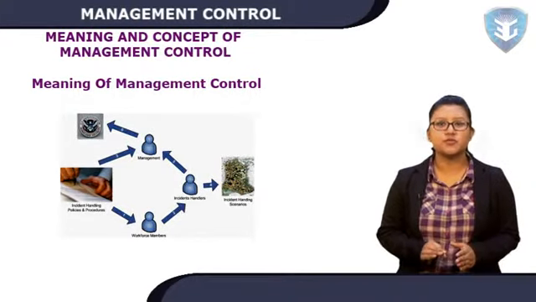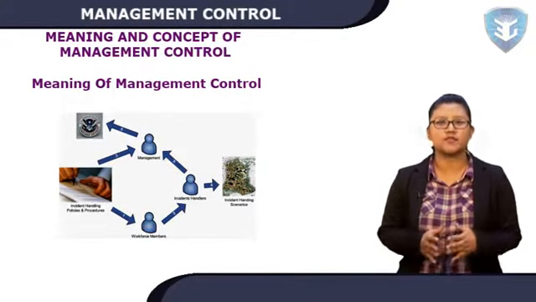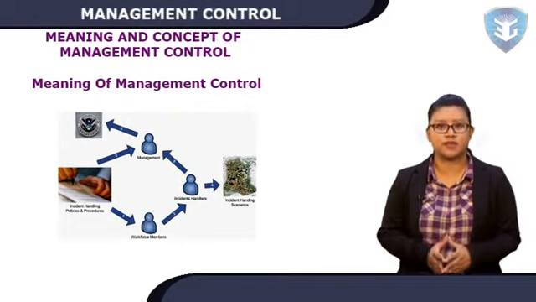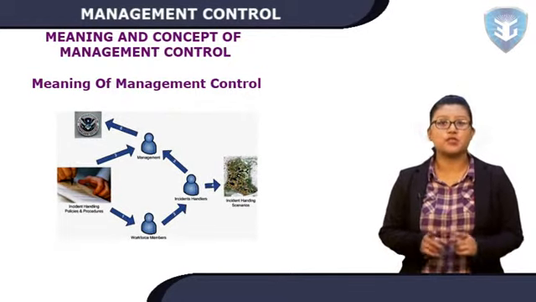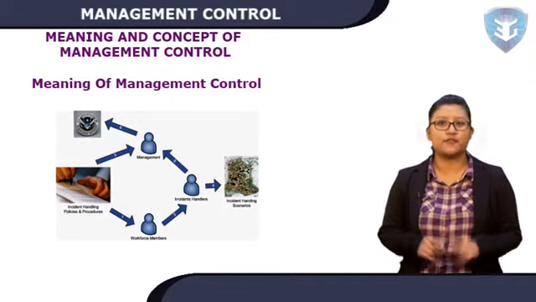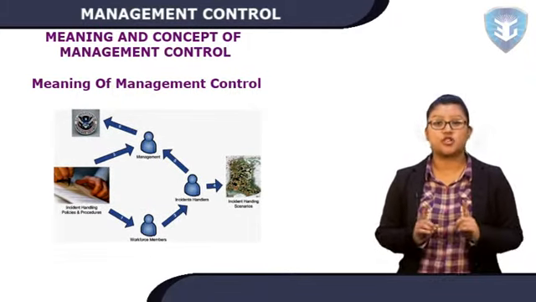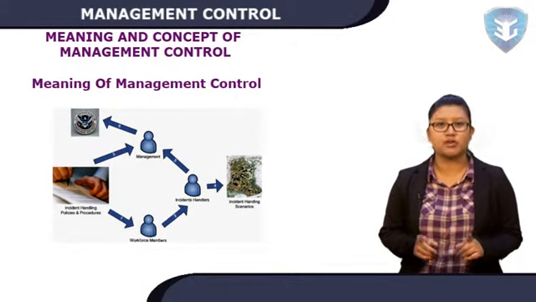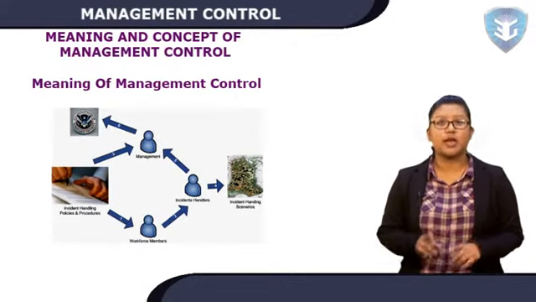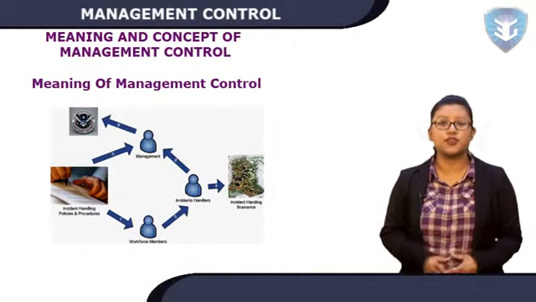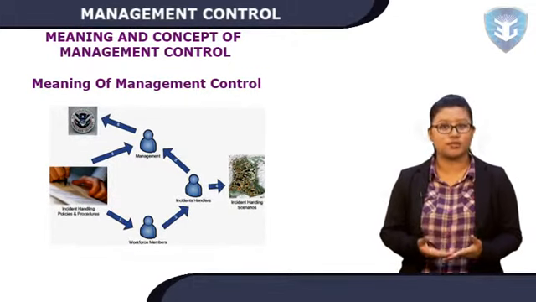First, management control is a process consisting of some interrelated and sequential steps. Secondly, management control aims at effectiveness and efficiency in the acquisition and utilization of resources such as money, materials, machinery, and manpower. Thirdly, management control is designed to further the objectives of the organization.